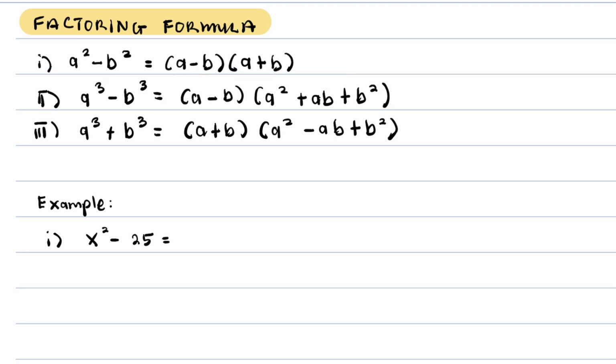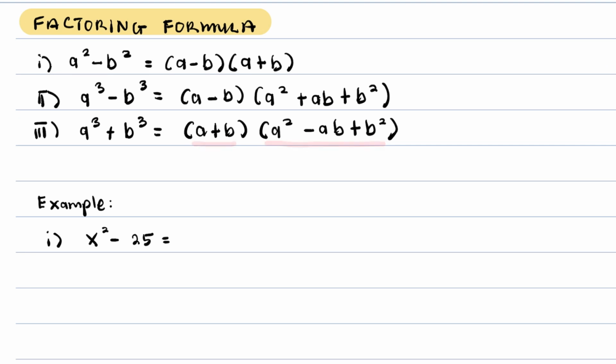The second one is a cubed minus b cubed. So you have two factors, which are a minus b and a squared plus ab plus b squared. And the third one is a cubed plus b cubed, equivalent to a plus b multiplied by a squared minus ab plus b squared.